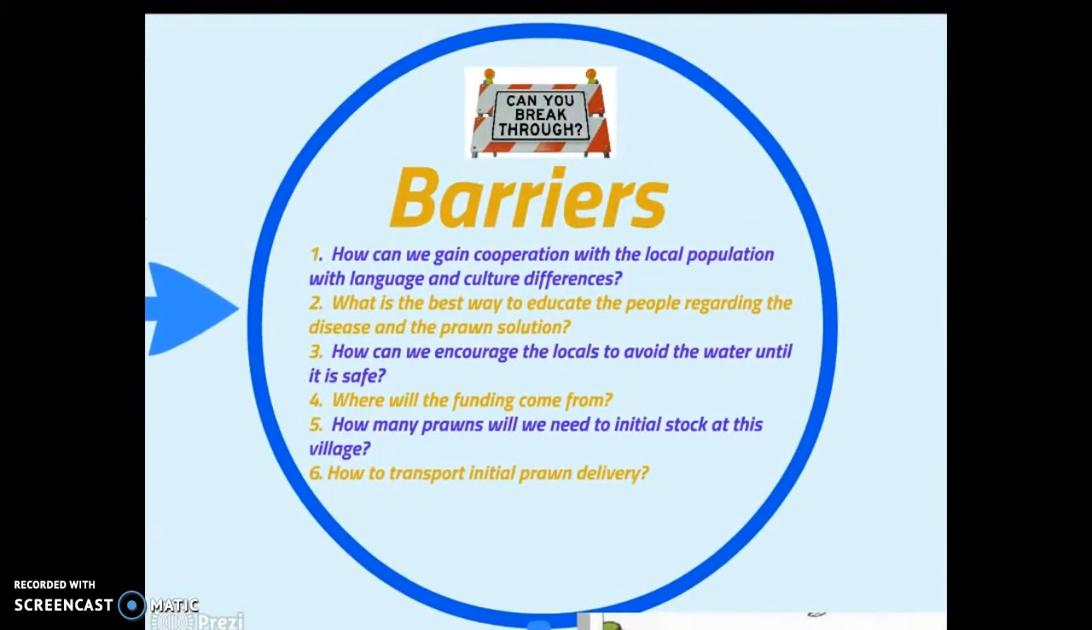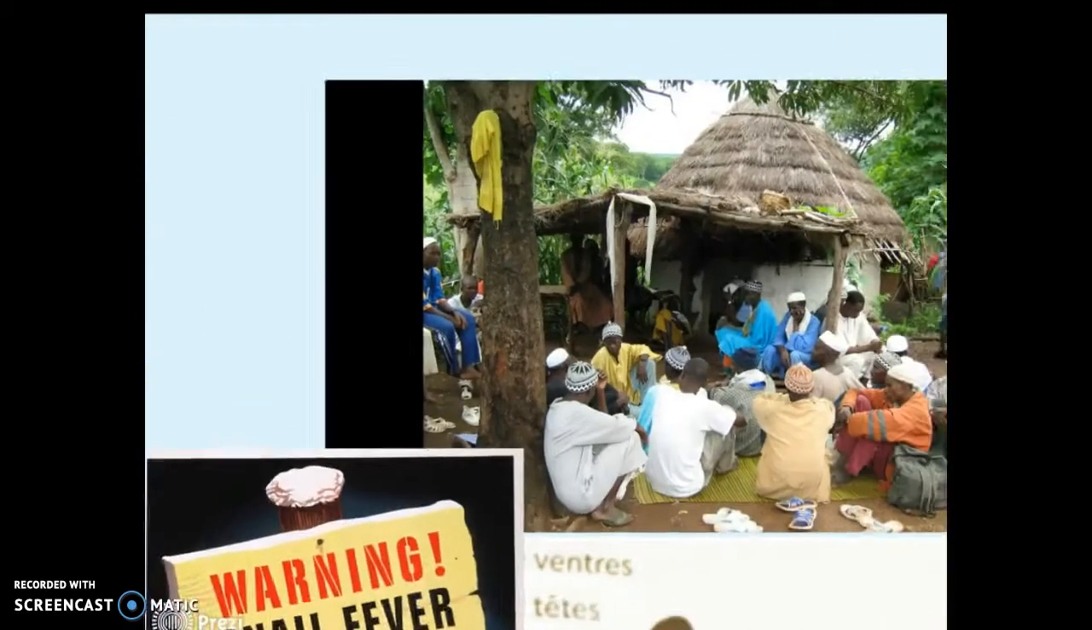Some of the barriers we can expect to encounter are: how can we gain cooperation with the local population with the language and cultural differences that exist? What's the best way to educate the people regarding the disease in the prawn solution? How can we encourage the locals to avoid the water until it's safe? Where will the funding come from? How many prawns will we need for the initial stocking? And how are we going to transport those prawns?